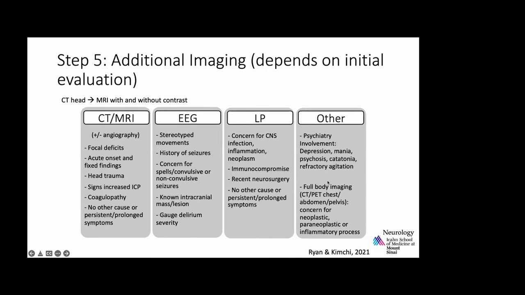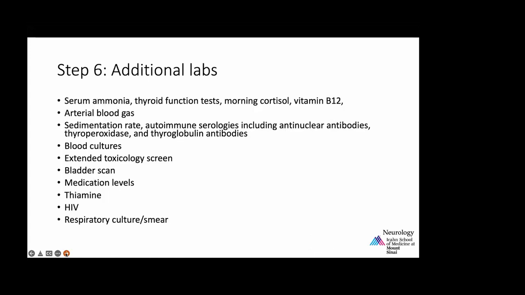And then the other things that are important to kind of keep in the back of your mind is thinking about psychiatric illness, and thinking about other kinds of even more specialized imaging like full body scans. And then based on all of that, you can think about your additional labs. HIV is something you might want to send on the earlier side, depending on what you're seeing in the patient. Certainly thinking about other kinds of cultures or extended tox screens.